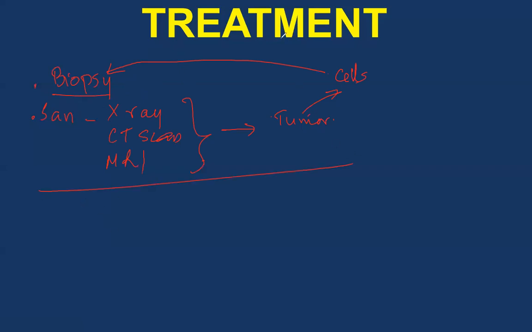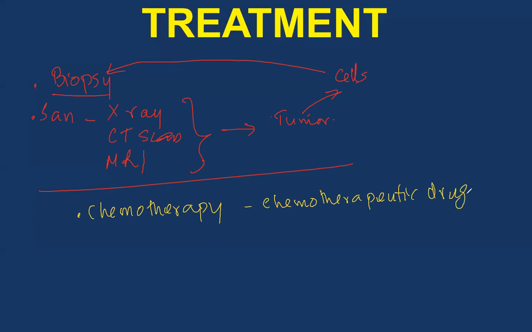After the detection, you can start the treatment. What's the name of the treatment? Chemotherapy. Chemicals that stop cell division are injected into the body. So that means every cell in your body stops dividing. You might have heard of chemotherapy. The drugs are known as chemotherapeutic drugs. How do they function? They stop all cell division in our body.